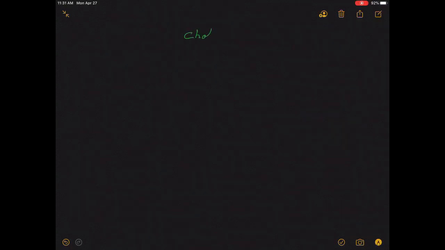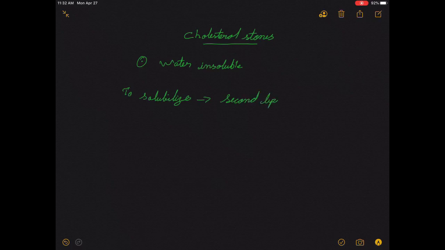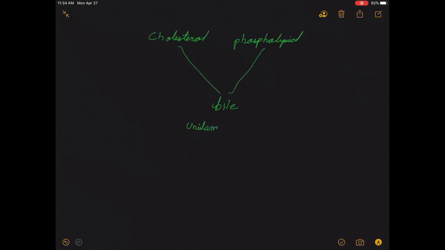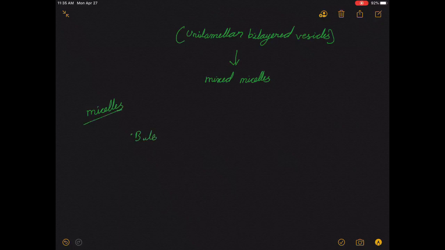Now we can talk in more detail about cholesterol stones. As we all know, cholesterol is insoluble in water. To solubilize cholesterol, we need the presence of lipids. Cholesterol and phospholipid are secreted into bile as unilamellar bilayered vesicles, which are later converted into mixed micelles. These micelles contain bile acids, phospholipids, and cholesterol.